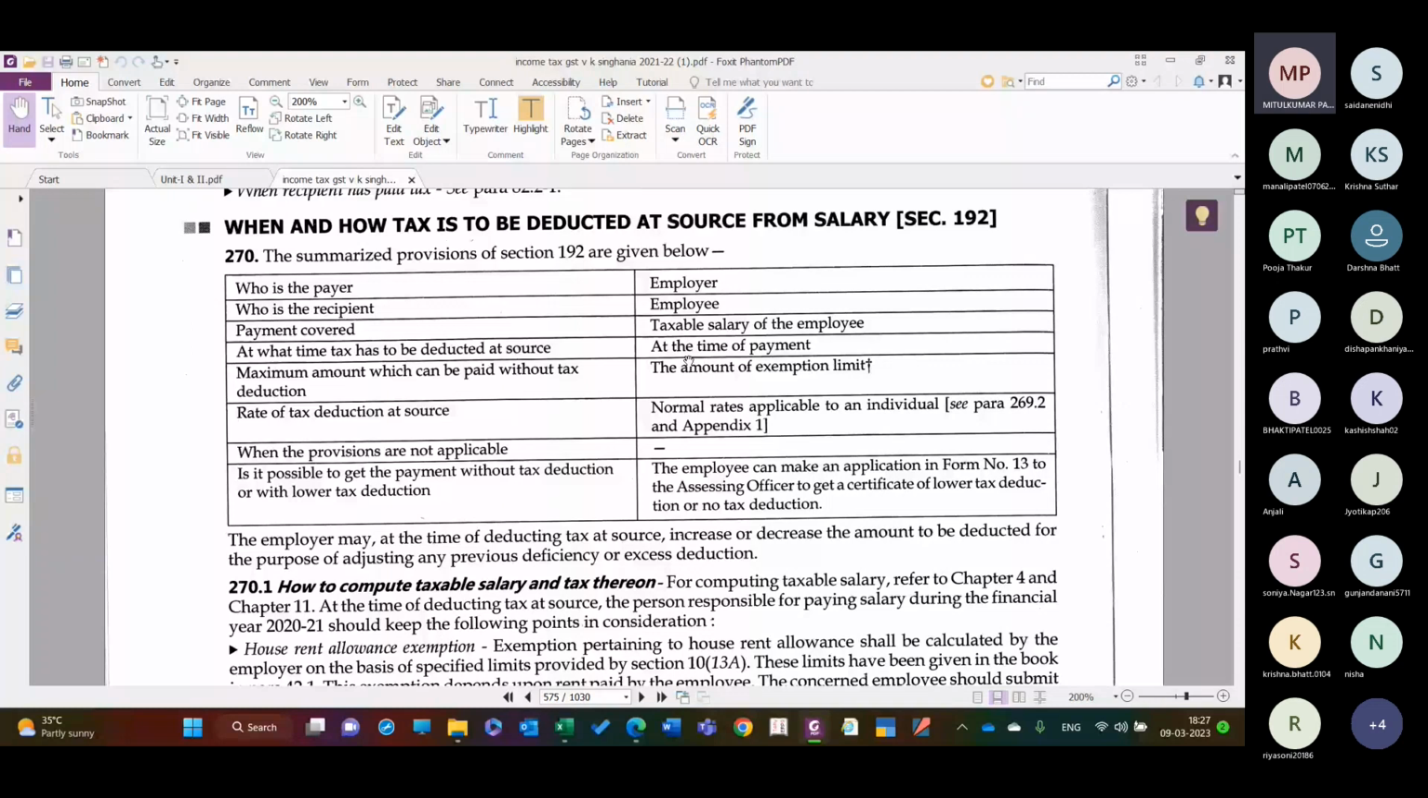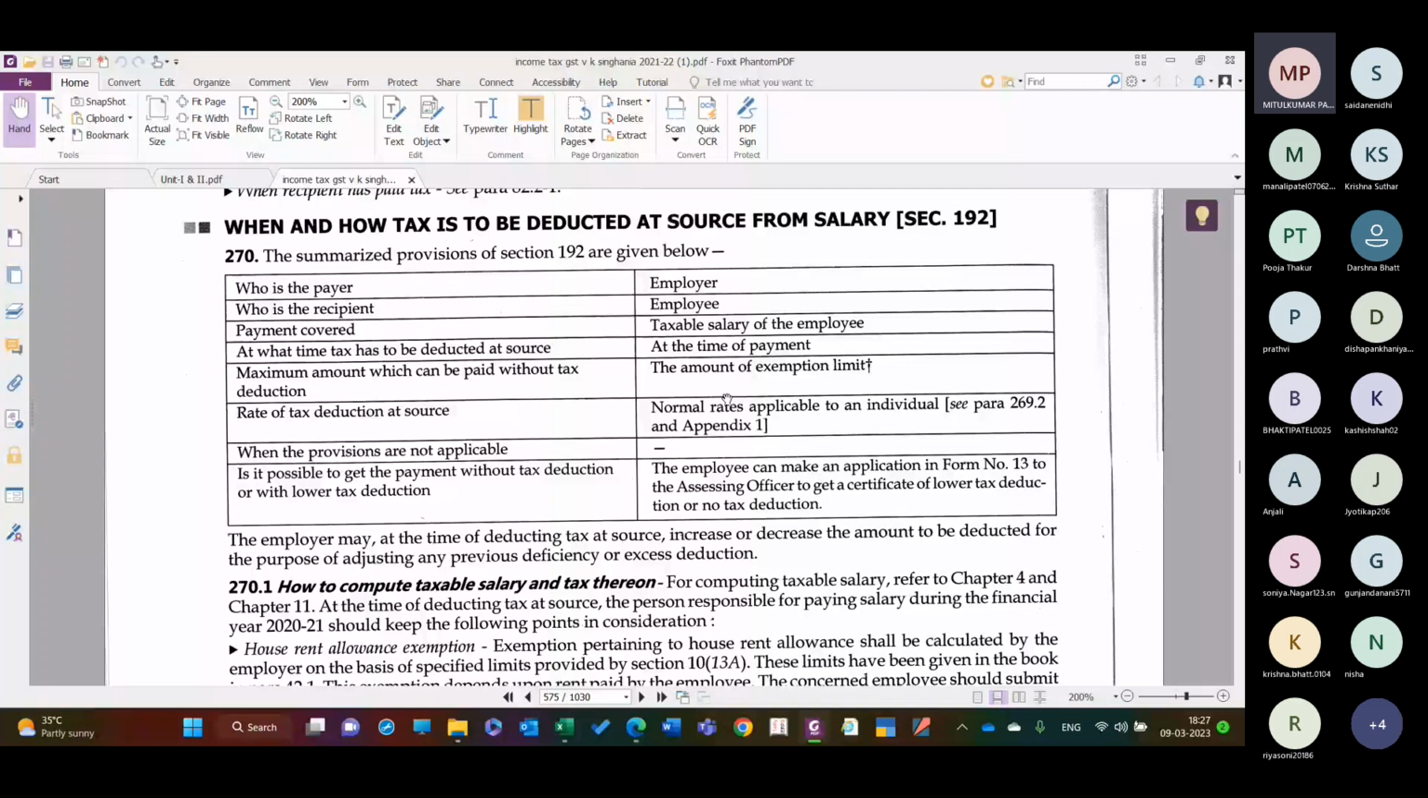Maximum which can be paid without the tax deduction, that is the amount of exemption limit. Until the taxable income comes, there is no requirement of deducting TDS from salary. Rate of tax deducted at source: normal rate applicable to individuals. So for the person whose salary is being paid, TDS has to be deducted as per whatever rate is applicable to him.